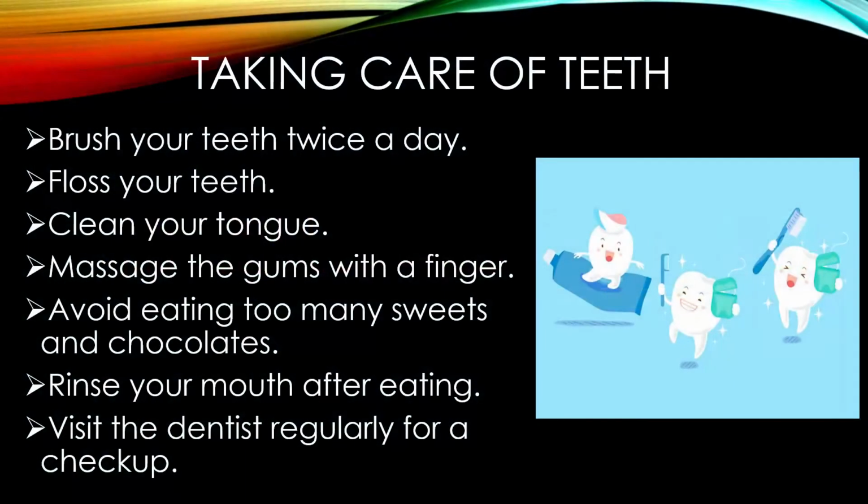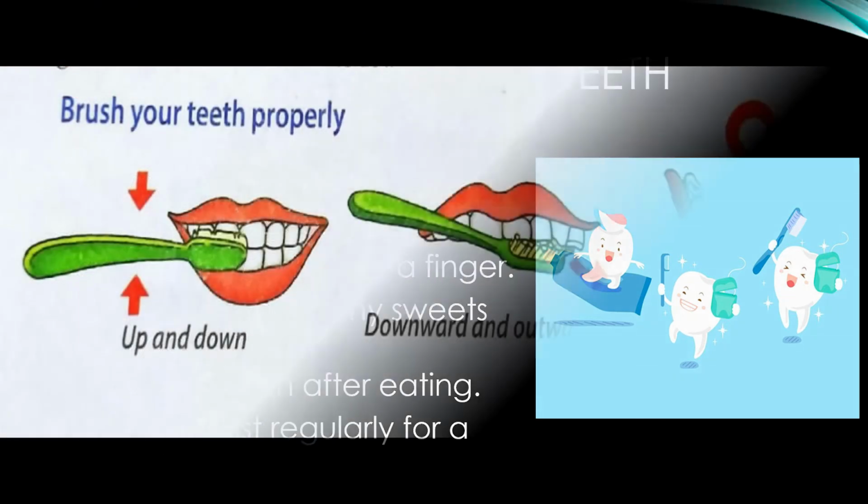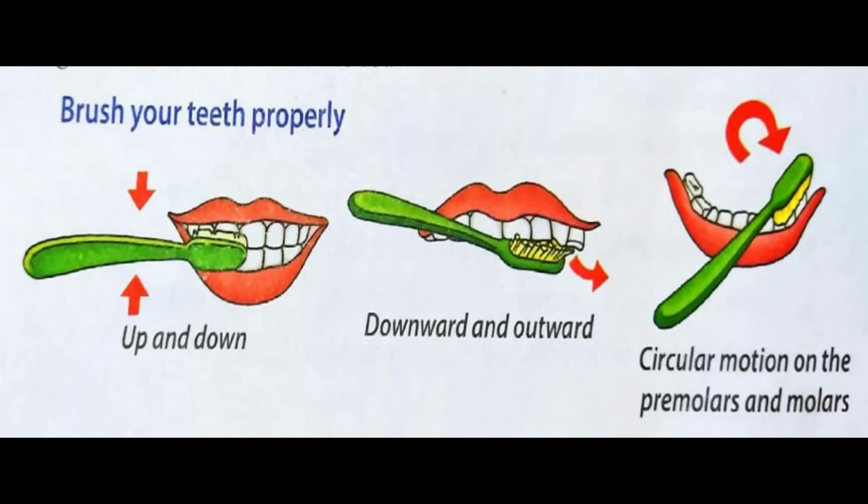First we have to brush our teeth twice a day. This helps to remove all food particles that get stuck while eating and could cause the teeth to rot. Rot means decay. Children, you should brush your teeth properly to keep them clean and healthy. Here are some tips for proper brushing.